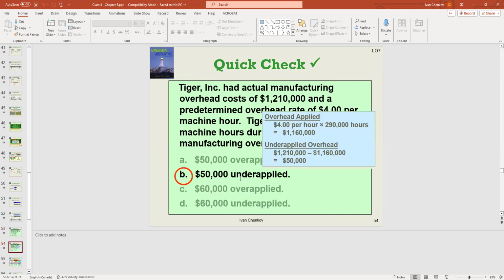That will be the logic. Overhead applied is 1,160,000. Actual is 1,210,000. So basically you're under applying $50,000.